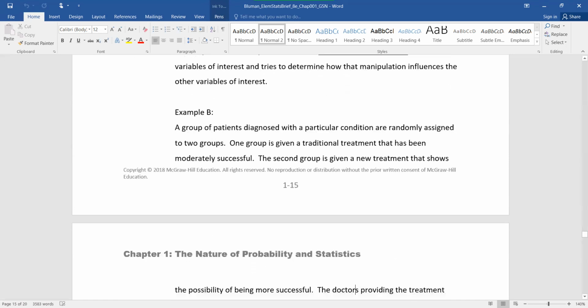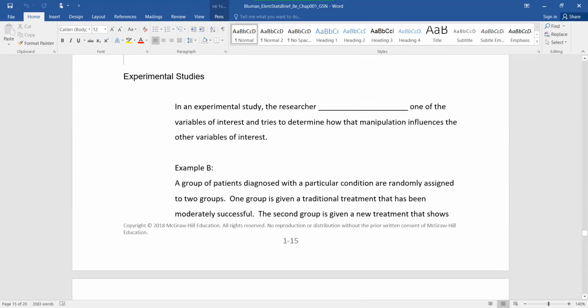All right, then we get into more of an experimental study. So, in an experimental study, the researcher can manipulate. Again, the researcher manipulates one of the variables of interest and tries to determine how that manipulation influences the other variables of interest. Almost like what I just did. I could say that most competitive have high blood pressure because they probably have high stress, right? That's an experimental observation that I'm kind of seeing from my observations.